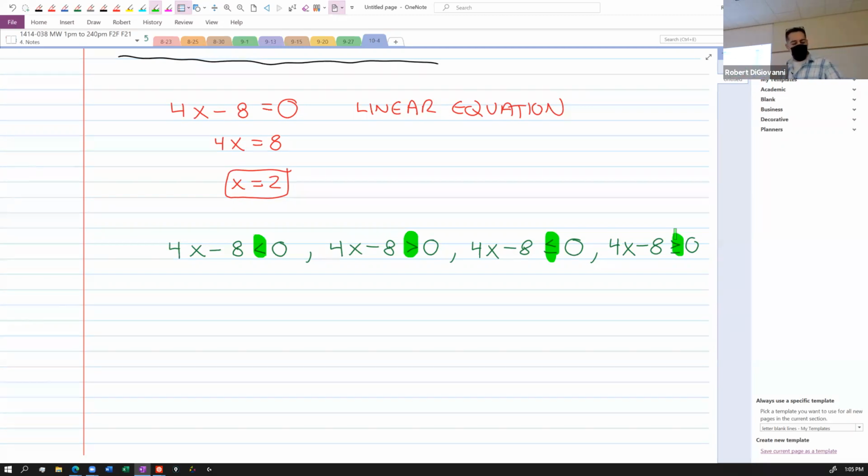So let's look at how we would solve one of these. Let me do this one. The way we solve linear inequalities. Does anyone know how to solve these? Yeah, it's the same as the equation. Inequalities.